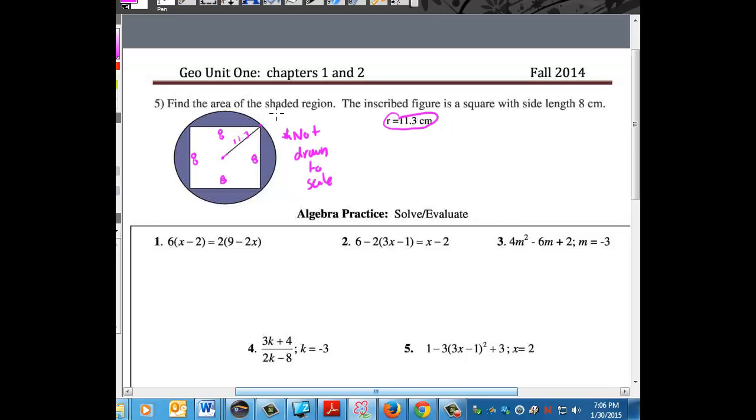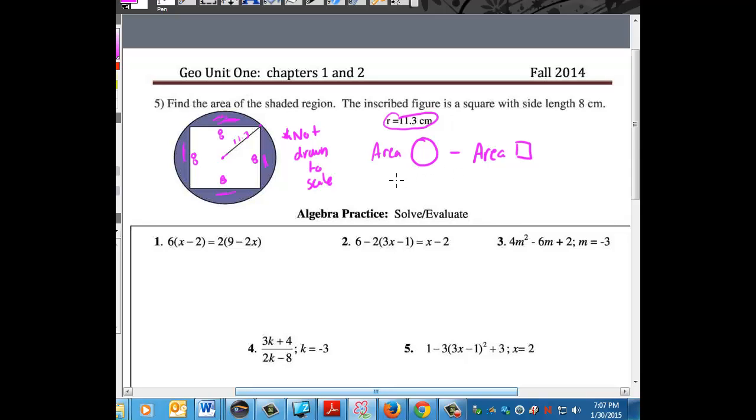The other thing that we should do is look and decide what is the problem asking us to do. And it's asking for us to find the area of the shaded region. So that's everything in here, everything in here, and everything in here. Hopefully you can see that the area of our circle is going to be much greater than the area of our square because it's a bigger shape. So if we find the area of our circle minus the area of our square, that will give us the area of our shaded region.